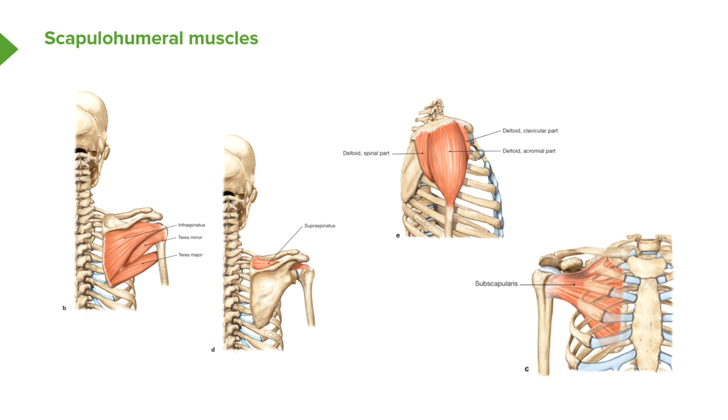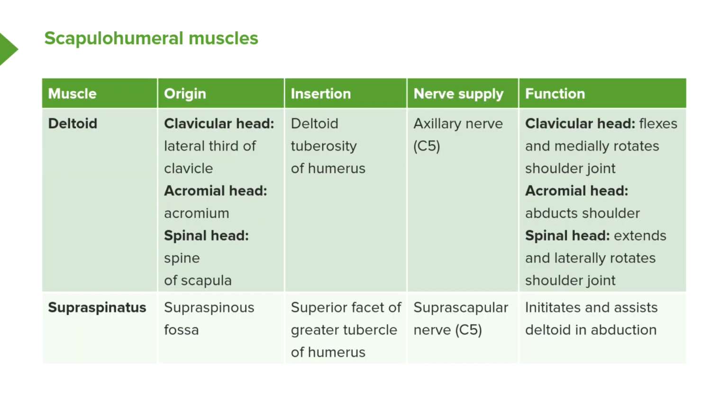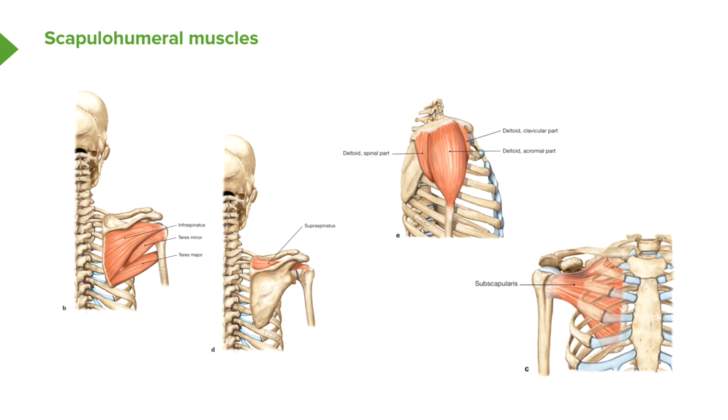We can see we have a whole series of them that are running from the scapula to the humerus. We have deltoid, supraspinatus, infraspinatus, we have some teres muscles, teres minor, teres major, and we have subscapularis. And we'll go over their various attachments and functions. So let's start with deltoid.